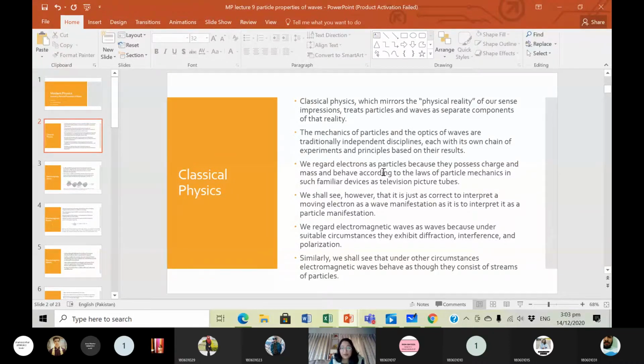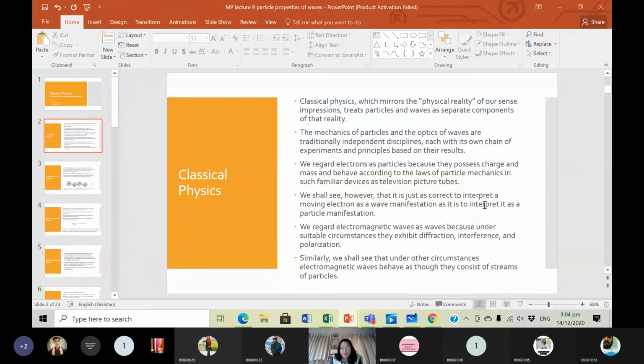So electrons: in classical physics, we regard electrons as particles because they possess charge and mass and behave according to the laws of particle mechanics. According to classical physics, they are particles because they have charge, they have mass, they can have a certain velocity or acceleration, and they can experience forces. So we can see the trajectory of the electrons and understand their motion. They behave according to the laws of particle mechanics, the mechanics we have, Newton's laws of motion and others, that apply to particles like electrons.